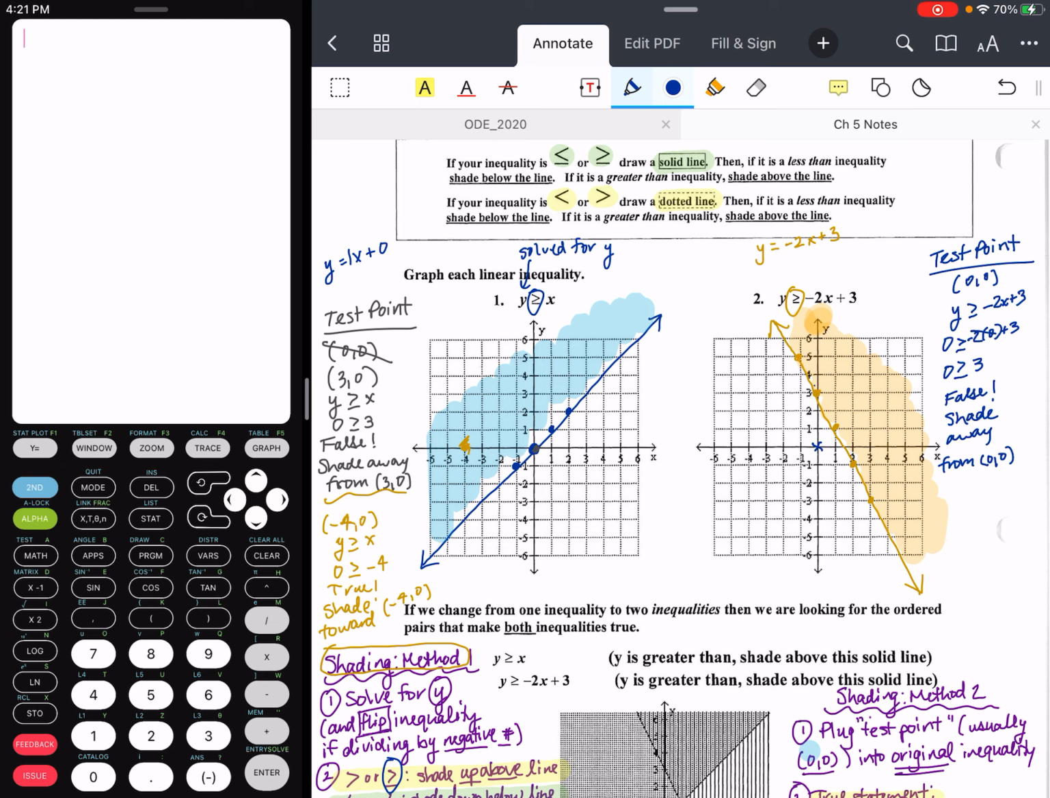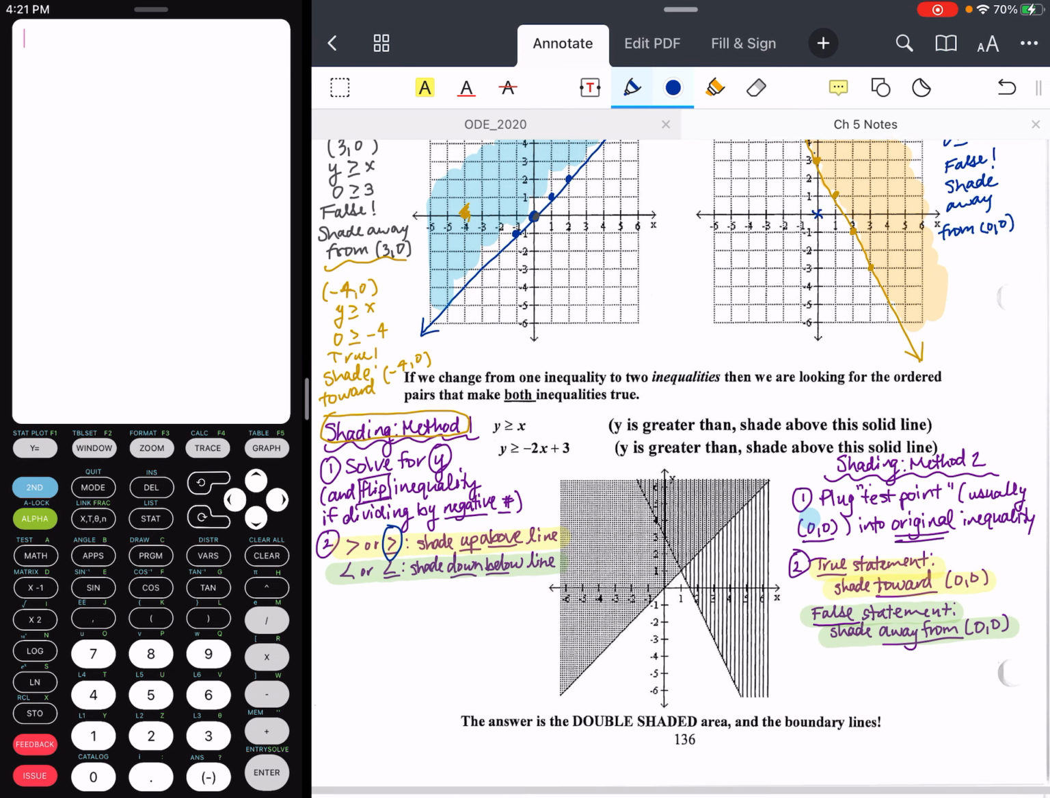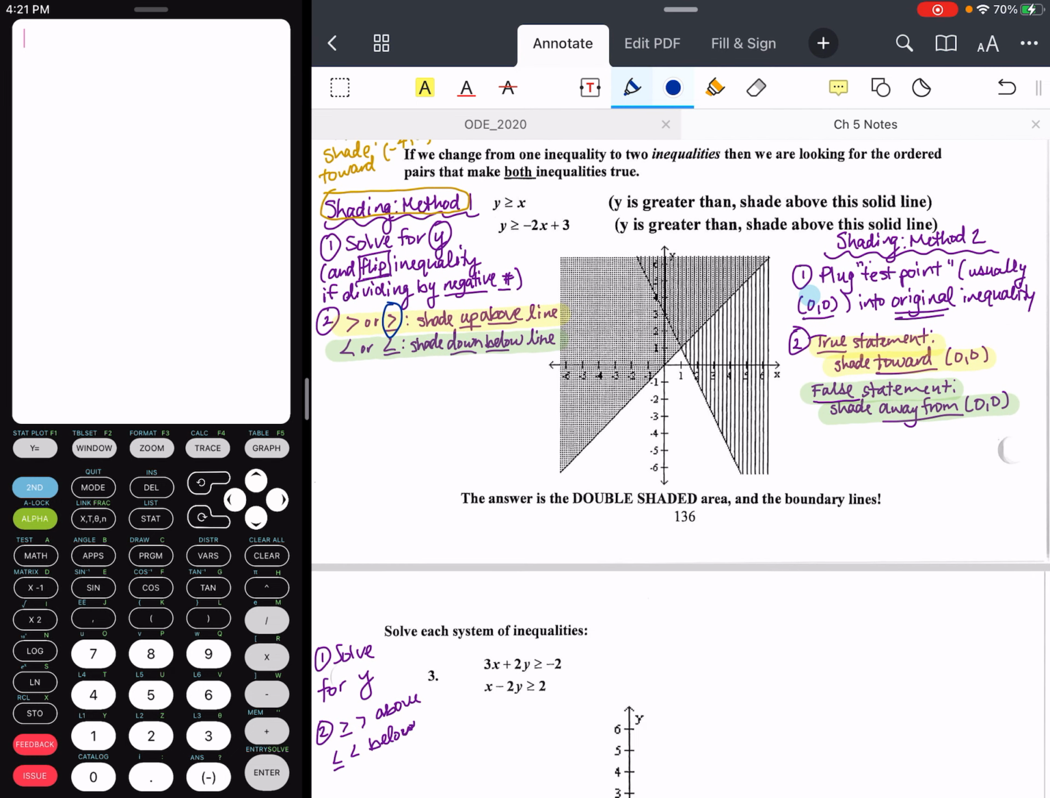Okay? So hopefully this is a refresher. This should be a review for you. In this system, we're going to be combining those two. So we've got y greater than or equal to x and y greater than or equal to negative 2x plus 3.